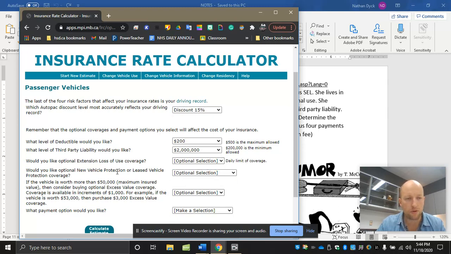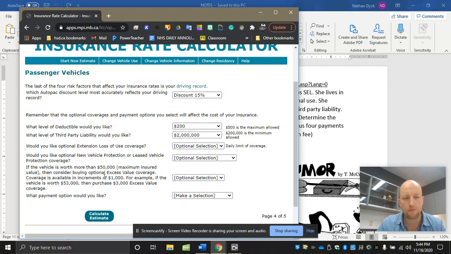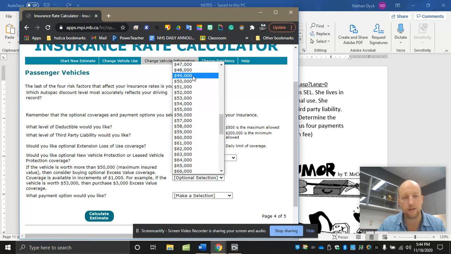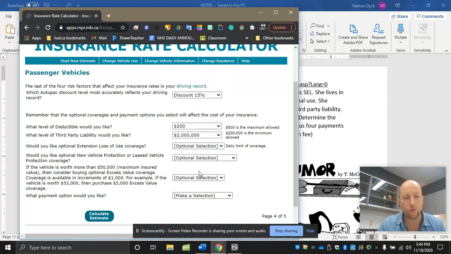Would you like the optional new vehicle protection or lease vehicle coverage protection? No. If the vehicle is worth more than $50,000, you can actually make sure to insure the excess amount, so that if you have a $100,000 car, the insurance company will not cover that extra $50,000 unless you increase it to an additional $50,000. So make sure that you're aware of that when you're buying a very expensive vehicle.